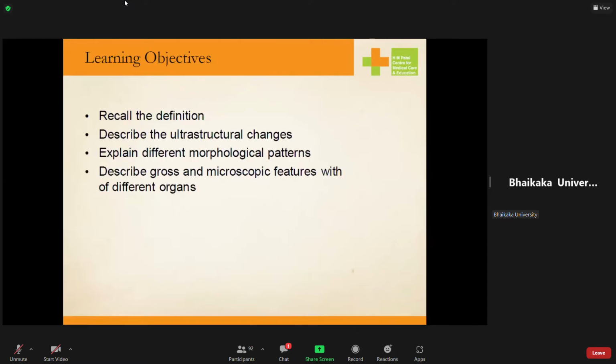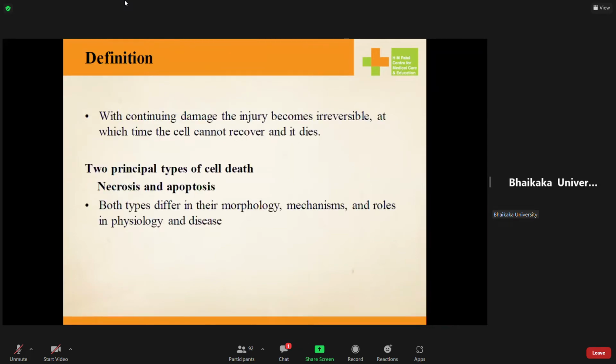Now the definition. When continuous damage to the cells or tissue by the injurious agent occurs, it leads to an irreversible type of injury, and at that time the cell cannot recover and it dies, and we call it irreversible cell injury. What is reversible cell injury? I have told that it is the mild form of injury in which the injurious stimulus is removed, and it leads to mild functional as well as morphological changes within the cell.